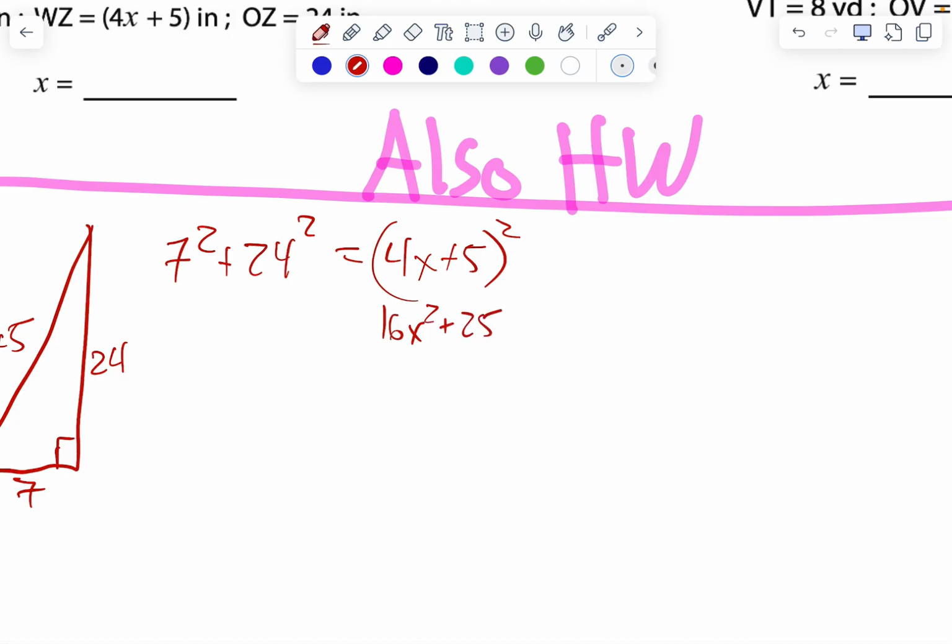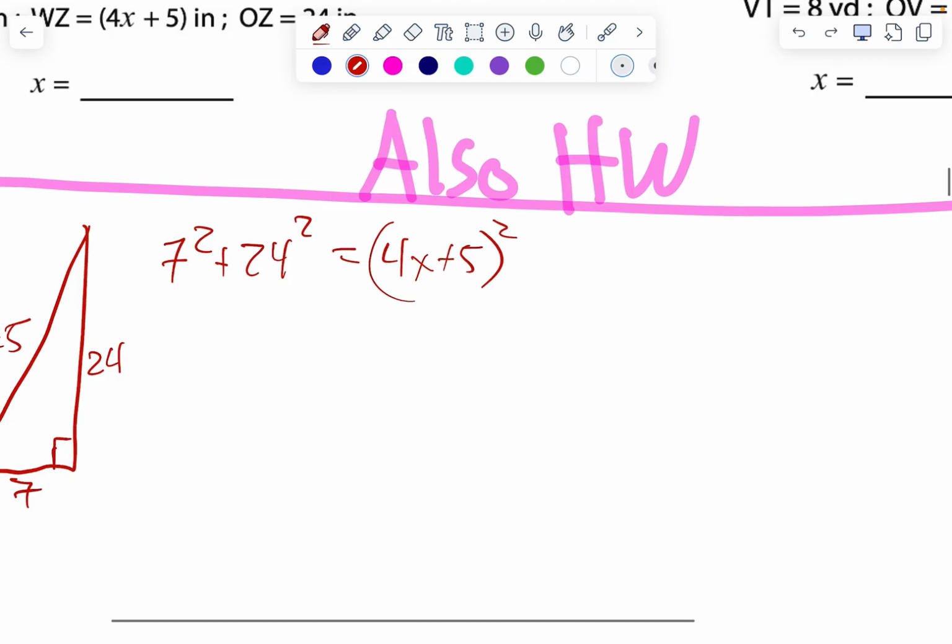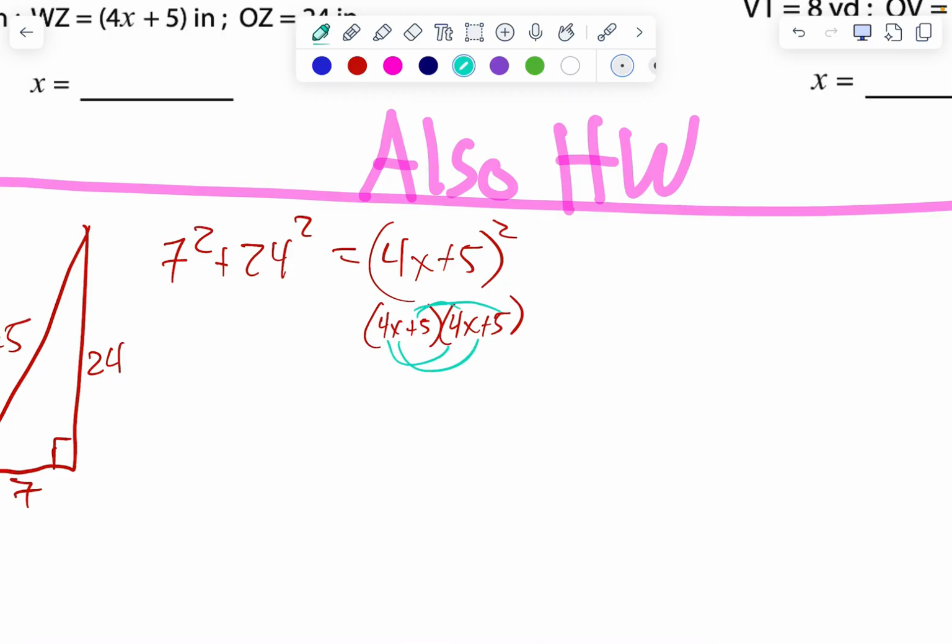Not completely, right? There's a middle term, so that's only part of it. So we have to make sure that we expand this correctly. Meaning, write this twice and then distribute it out. Okay? And it's okay to do it in your head if you can, but definitely don't just square both terms. So we'll get 16x squared, and then we'll get 40x, because it's 20 plus 20, and then 25.